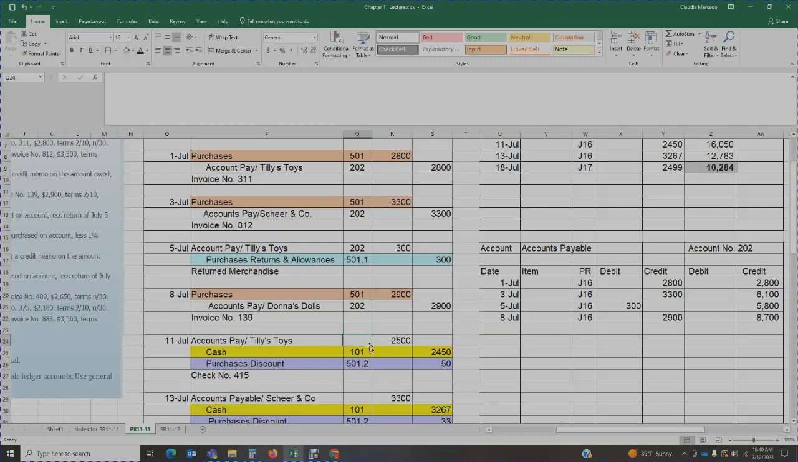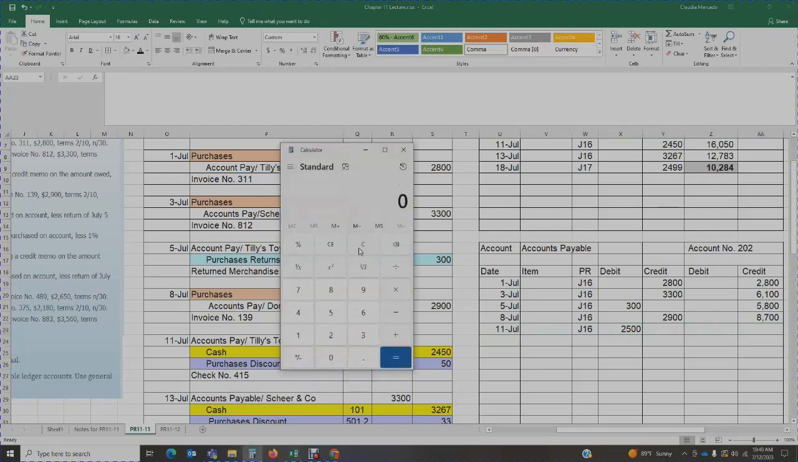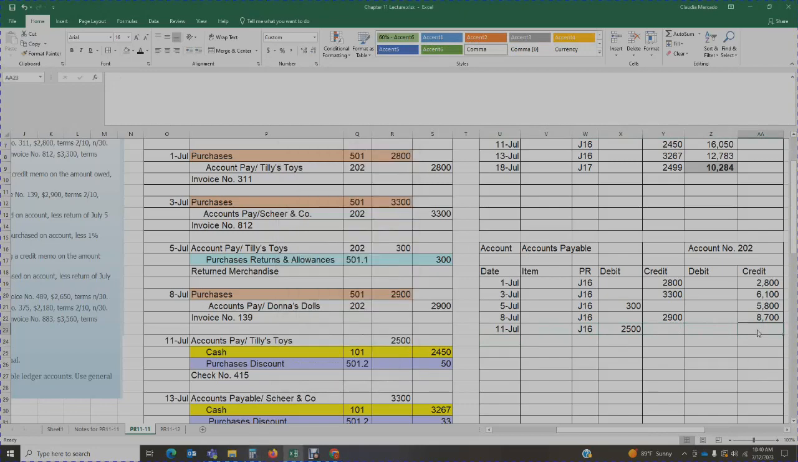Then on the 11th, so as you can see, it's not difficult. It is just time consuming transferring all of the information. So on the 11th, I've got a debit of $2,500. Because it's a debit, I'm going to subtract. So I've got 8,700 minus 2,500. That gives me a balance of $6,200. Okay. So I'm going to post that.